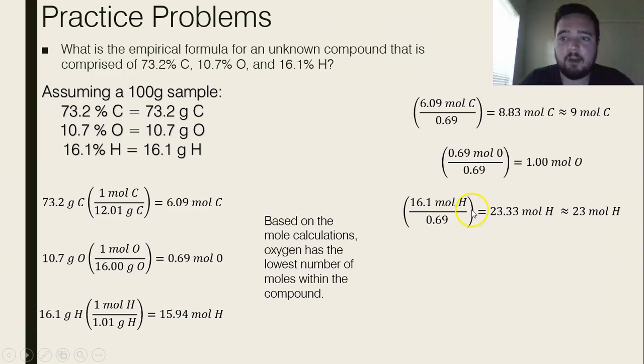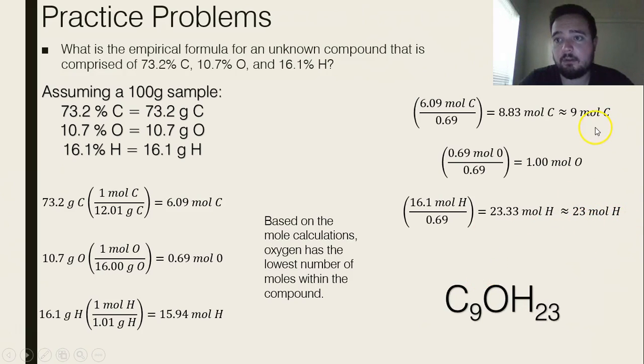And then I do the same thing for hydrogen. I get 23.33. That's pretty close, so I round that down to 23 moles. So for my empirical formula, I just plug in what I calculated for the moles as the subscript. So my C becomes 9, oxygen has 1, and then H is 23. So that's my empirical formula for that particular unknown compound.